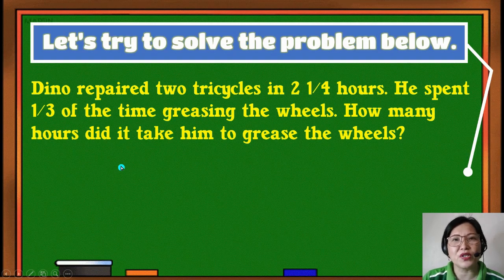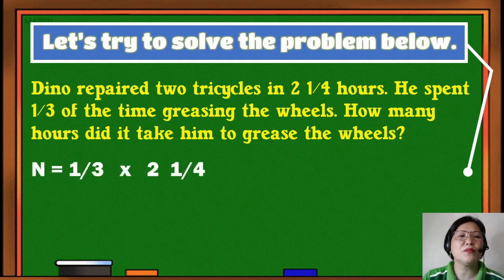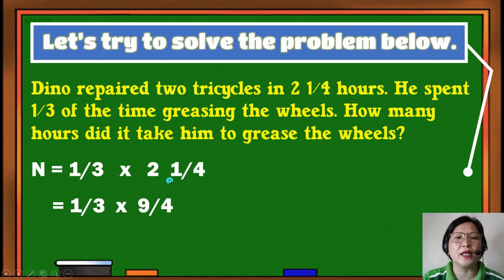And what is the number sentence? Number sentence is n equals 1/3 times 2 and 1/4. So we are going to apply here our knowledge of changing mixed fraction into improper fraction. So this will become 1/3 times 9/4. Where did 9/4 come from? Once again, it came from 4 times 2 equals 8 plus 1 equals 9.